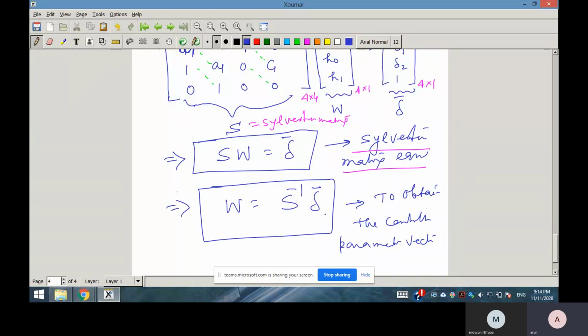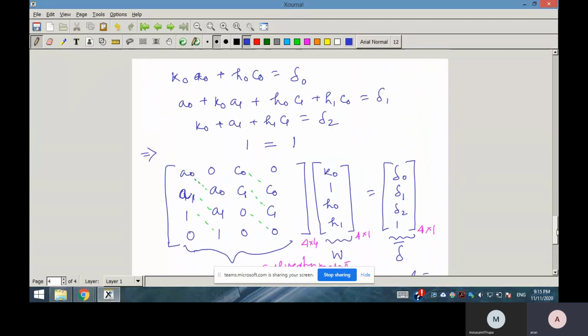So S and delta bar are given. In fact, delta bar you have chosen on your own. How to choose that, I will come to. That is a difficult task. So if that is ready with you, then you can easily determine the controller parameters using the Sylvester matrix equation. So in this way, this method can be generalized to any order system.